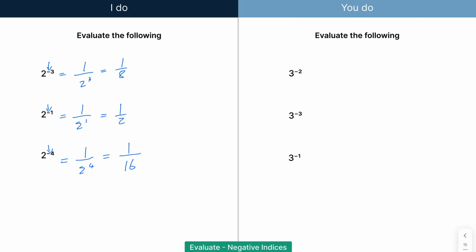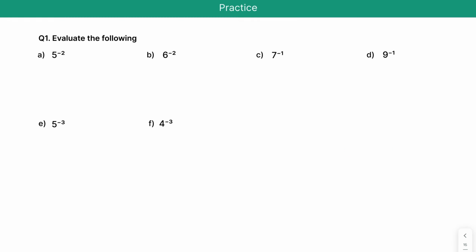Okay. So again, hopefully you pressed pause and had a go at the example on the right. So the negative just means 1 over whatever's there. So that's 1 over 3 squared. Again, this will just be 1 over 3 cubed, and this would just be 1 over 3 to the power of 1, which is just 1 over 3. Okay. So here's some practice questions. Press pause now and have a go. Here are the answers. Mark your work.